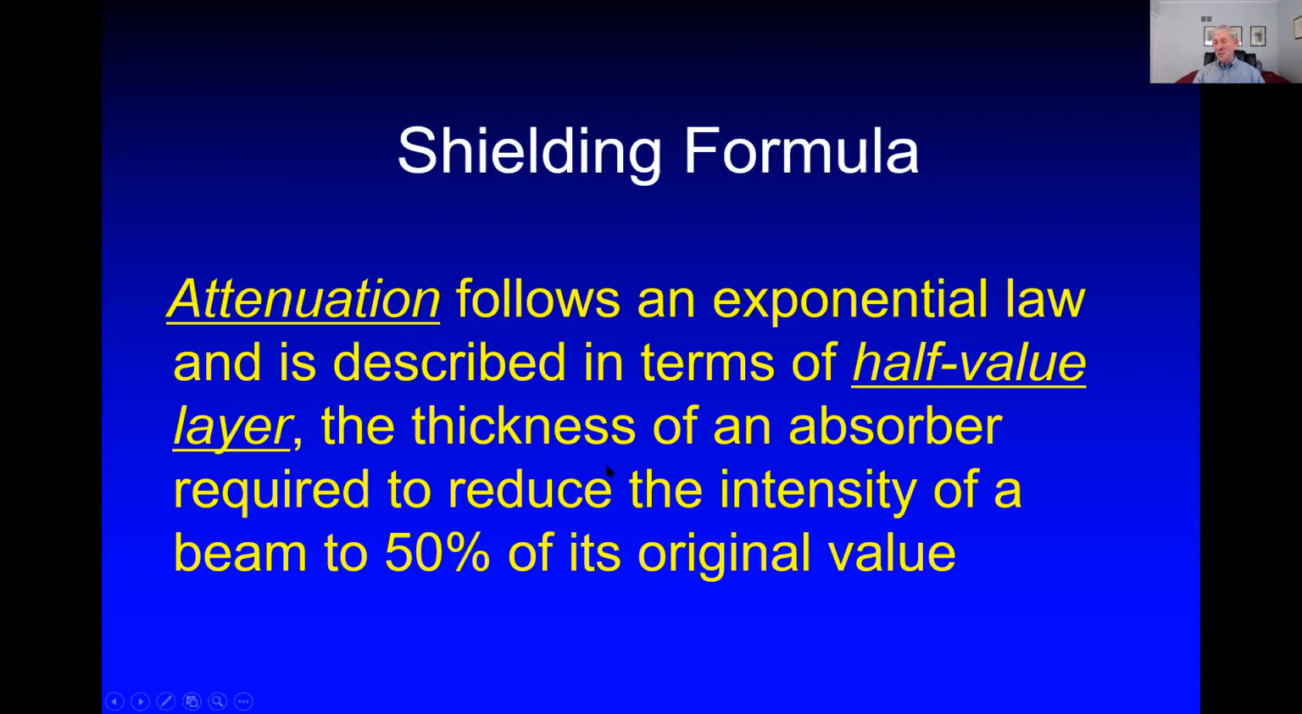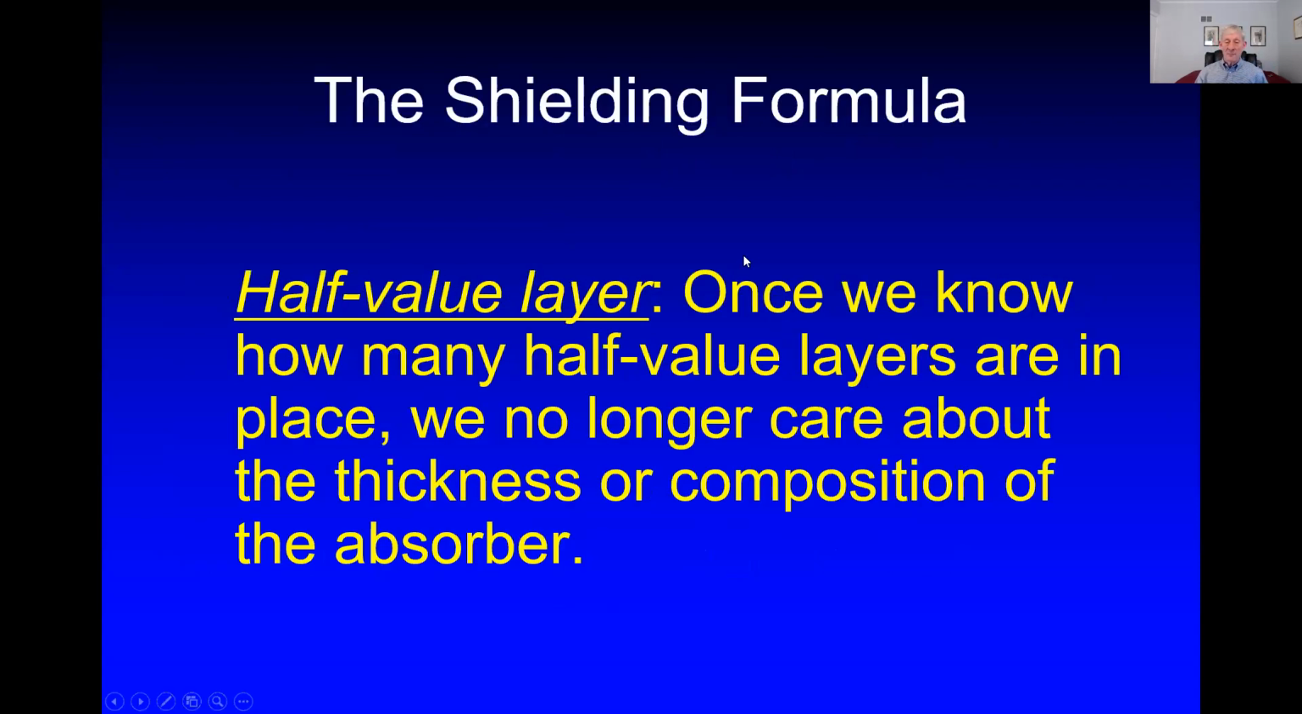Look how close this slide is to the first slide I showed you. What did that first slide say? Decay is exponential. It's described in terms of the half-life. Here, attenuation, absorption of radiation is exponential, and it's described in terms of the half-value layer. We define that as the thickness of an absorber that is able to reduce the intensity of a beam to 1/2 of its original value, okay? The absorber, the intensity is reduced to 1/2 of its initial value. That is 1 half-value layer. And once we know N, how many half-value layers we have, we no longer care about the thickness or composition of the absorber.